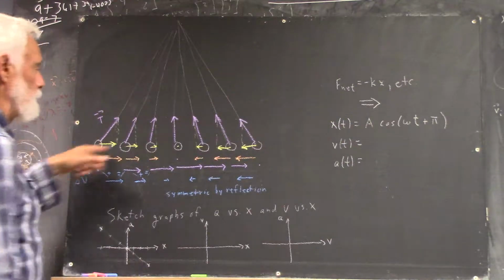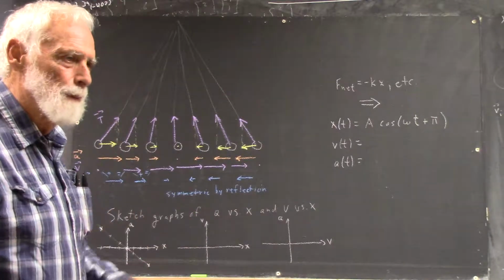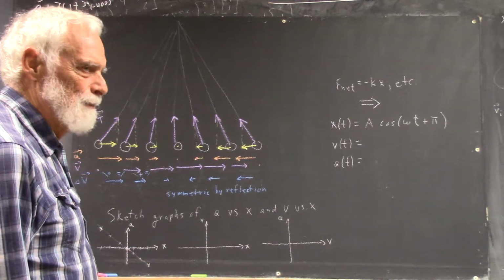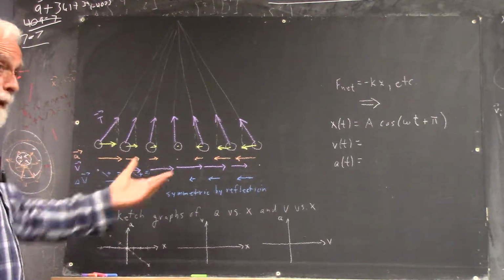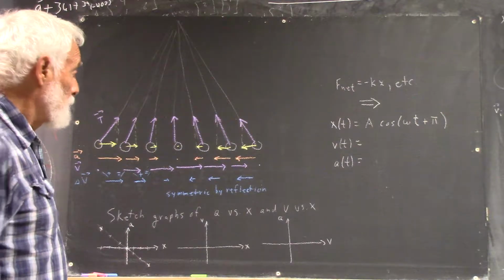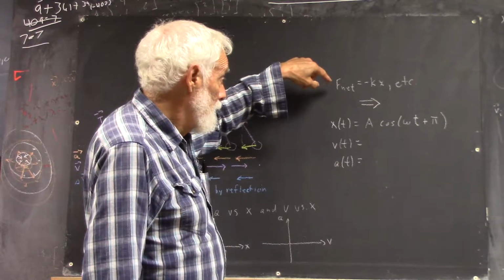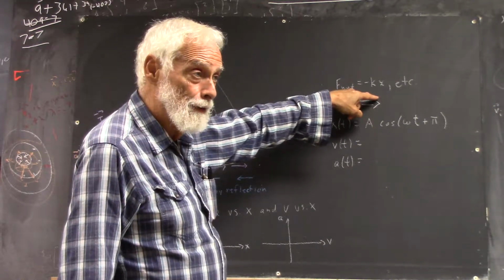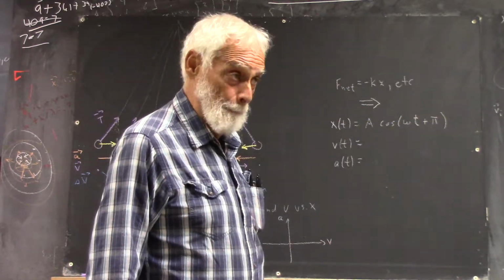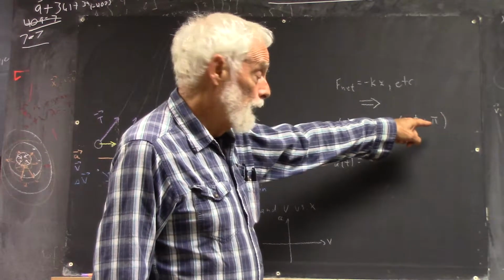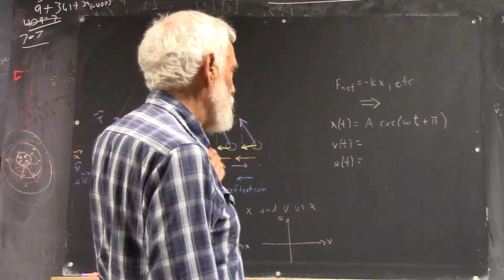But of course we're just dealing with pictures that I drew. Not particularly accurately, but trying to be representative. Okay? Reasonable accuracy, but you're not going to establish whether this is a straight line based on my picture. Okay? So we're going to use the fact that if the net force is negative kx, then we know that x of t is A cosine of omega t plus phi. But I'm claiming that phi is pi radians, okay?